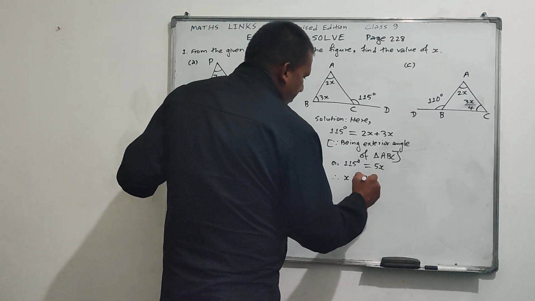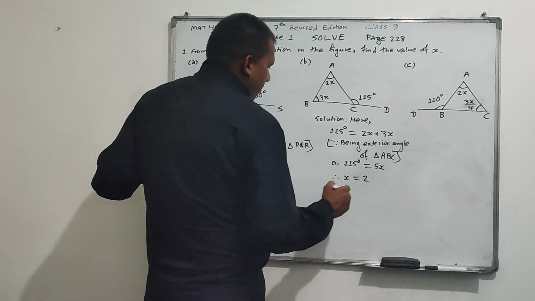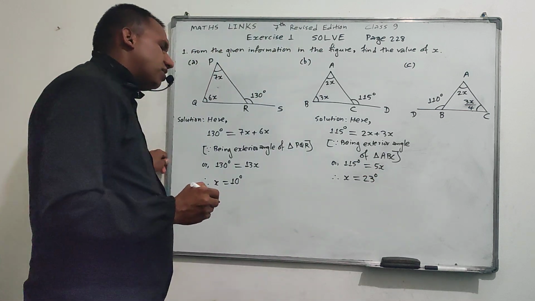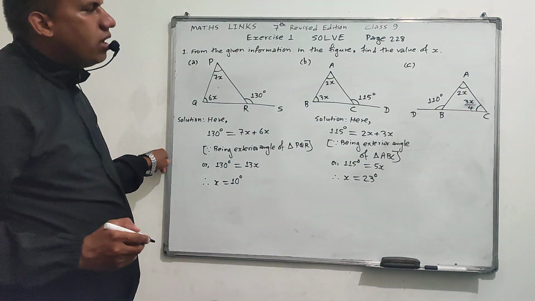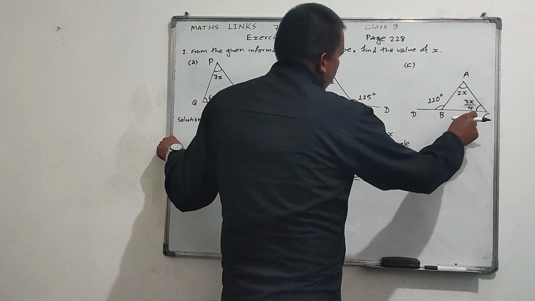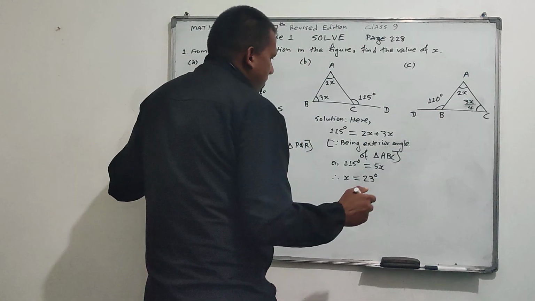5 tens are 50, remaining 1. 15. 5 threes are 15. So 23 degrees. This is the value of x. Now the third figure, 1C, triangle ABC is given. Its exterior angle is 110 degrees.